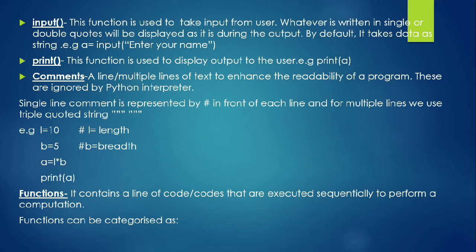If I say as an example L equals 10, B equals 5 and A equals L into B, print A. So in this case we have given two single line comments, hashtag L equals length, hashtag B equals breadth. So these are ignored by the interpreter and it helps the user to understand what the various variables in a program stand for.